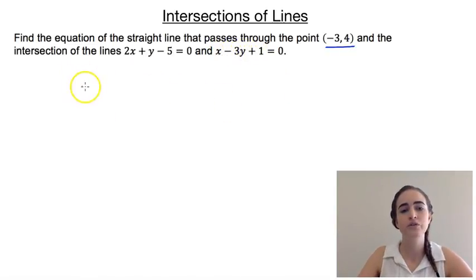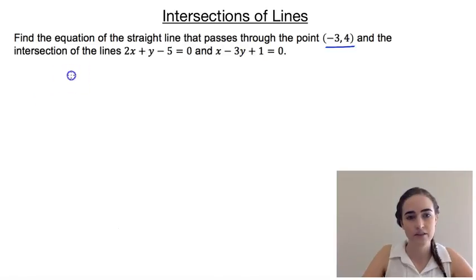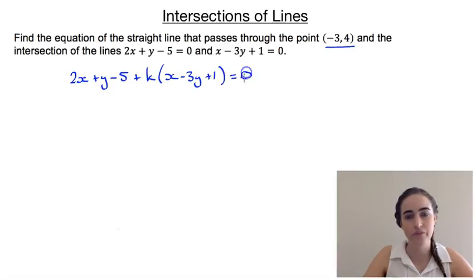So the first thing we're going to do is write the equation of the first line plus k times the equation of the second line. So we'll write that down. We've got 2x plus y minus 5 plus k outside of x minus 3y plus 1 is equal to 0. Okay, so if we know that the line passes through the point minus 3, 4, then those values for x and y have to satisfy this equation.